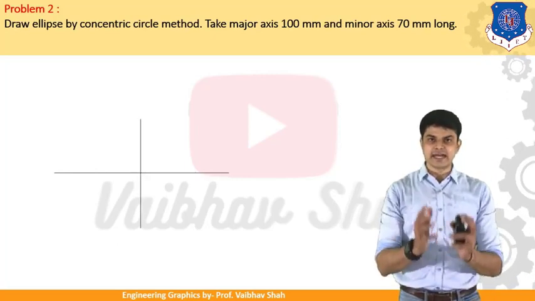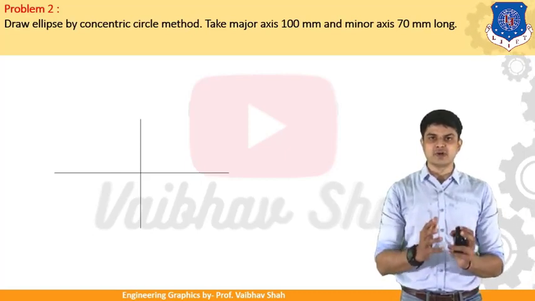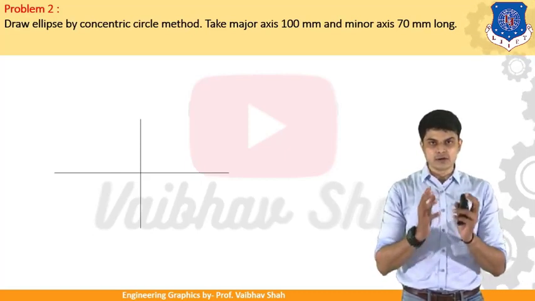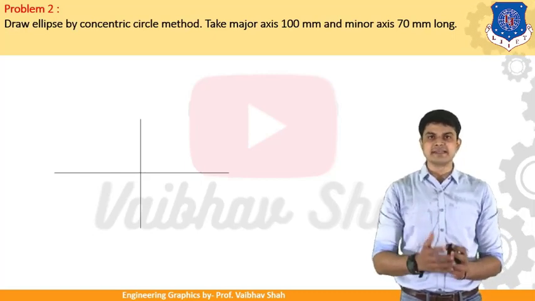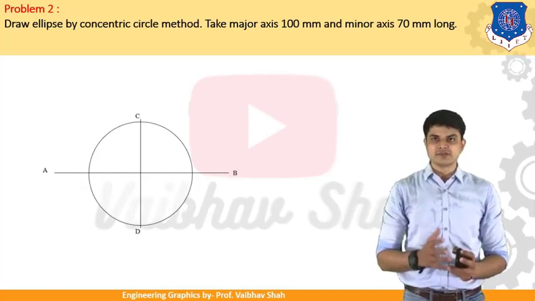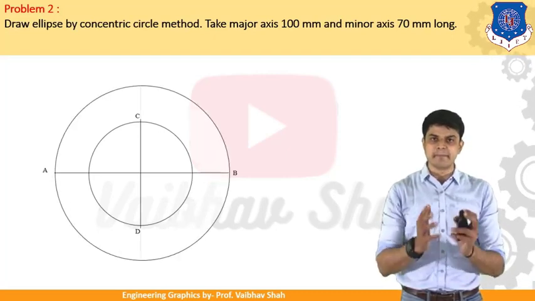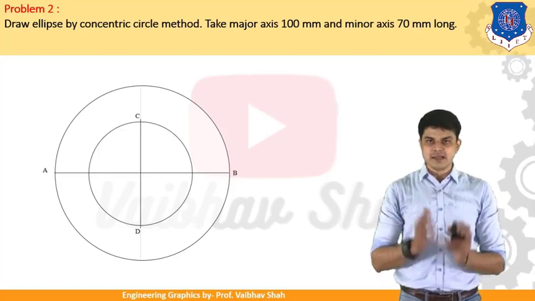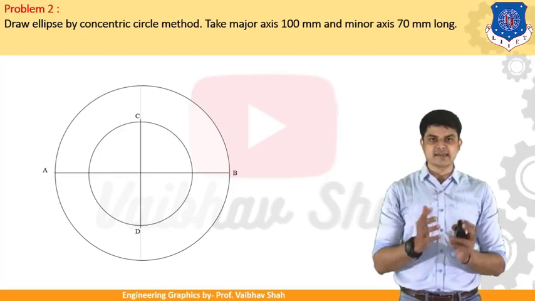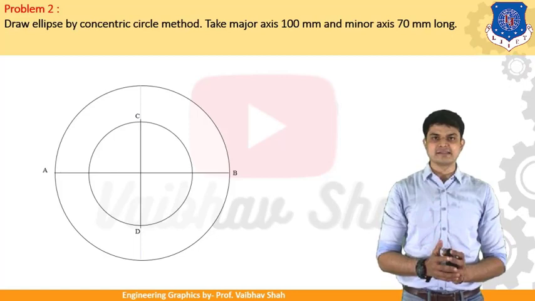Then after, take out your rounder and first take your minor axis as your diameter, draw one circle, and then after, let us draw one circle with major axis as a diameter, like this. So we have drawn 2 circles, first with the minor axis as a diameter and second with the major axis as a diameter. Let us describe this major axis as AB and minor axis as CD.